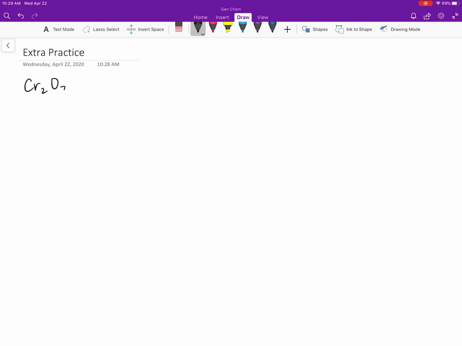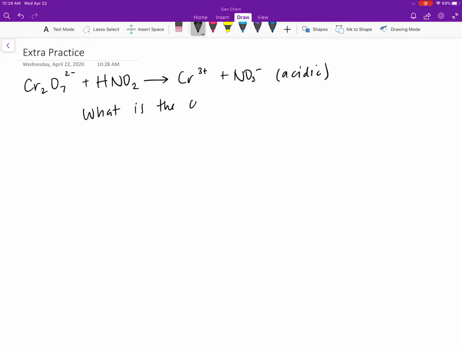So I have a few examples pulled up on my phone. And so this is my equation. I'm told that it's in an acidic media. And my question that I'm going to answer is, what is the coefficient in front of water? Okay, so this is kind of what it would be set up.